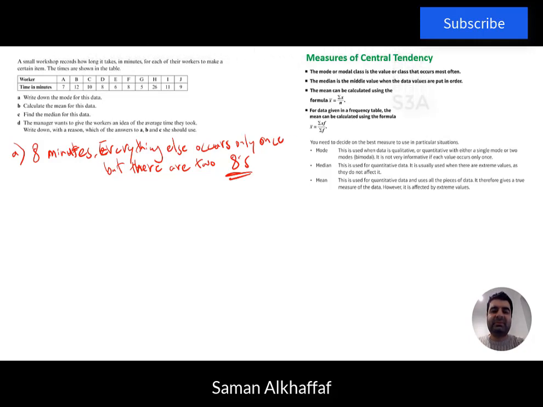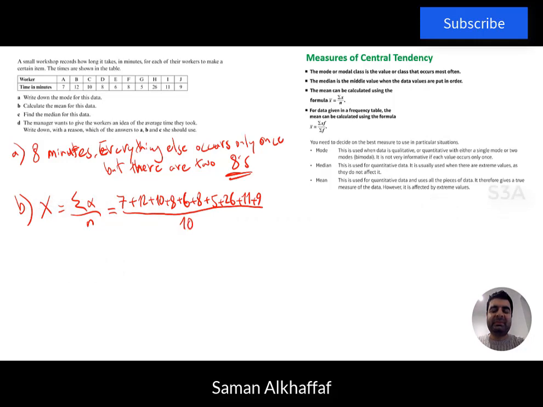For part B, we need to calculate the mean of this data. So in this scenario, we add the values and also divide them by the number of samples. So we add 7 plus 12 plus 10 plus 8 plus 6 plus 8 plus 5 plus 26 plus 11 plus 9, all divided by 10. So that will give us 102 over 10, and that will give us approximately 10.2.